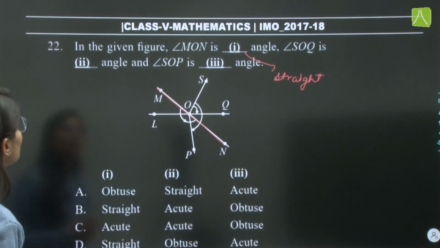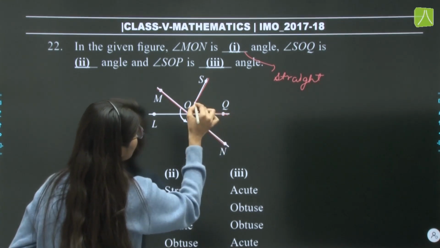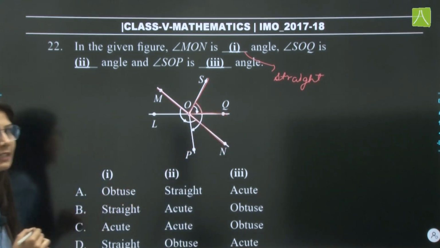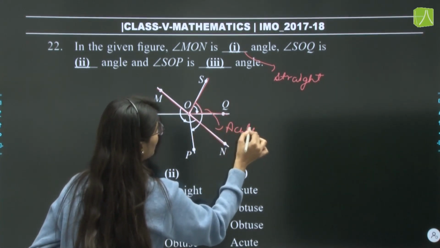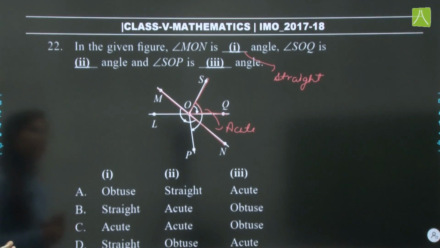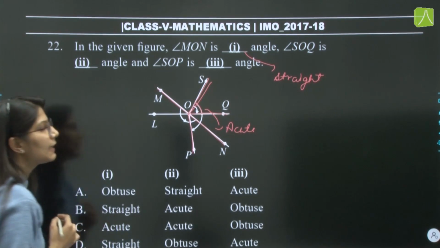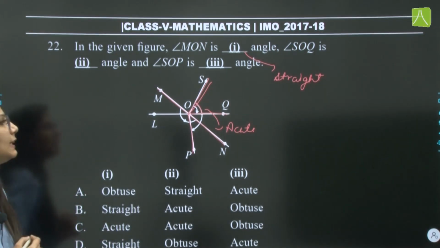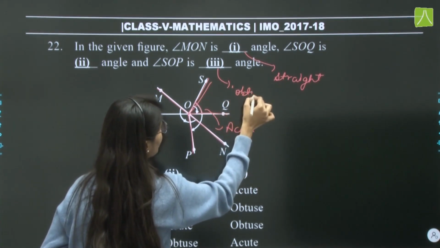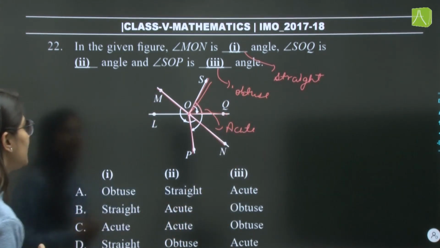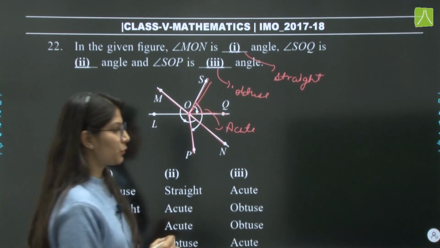Angle SOQ, let's see angle SOQ. Angle SOQ is less than 90 degrees. You can see here, less than 90 degrees, we call it an acute angle. So angle SOQ is an acute angle, and SOP. Check angle SOP. This is greater than 90 degrees and less than 180 degrees, we call it an obtuse angle. So this angle is an obtuse angle and now you can check the options for the right answer. Straight, acute and obtuse. This is option B. This is the correct answer. Now let's move to the next question.